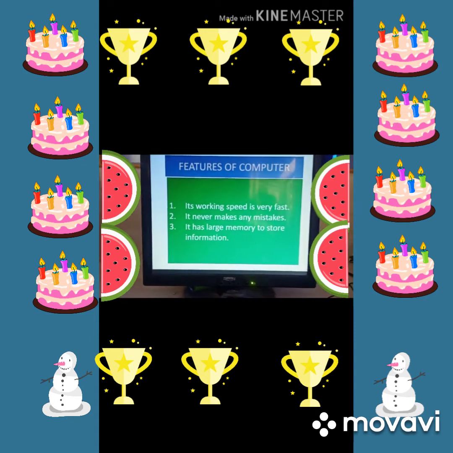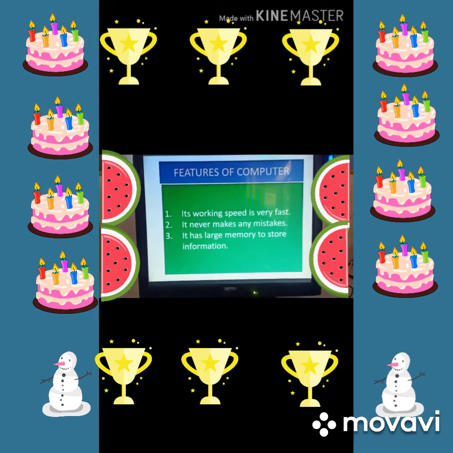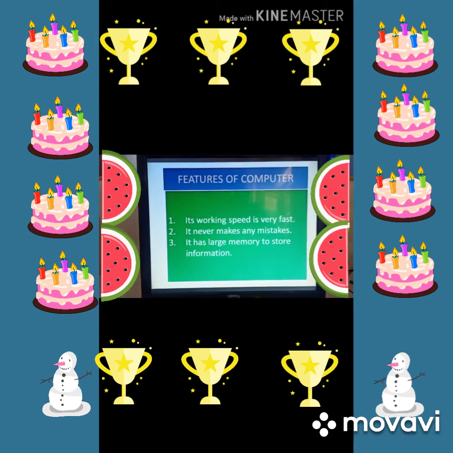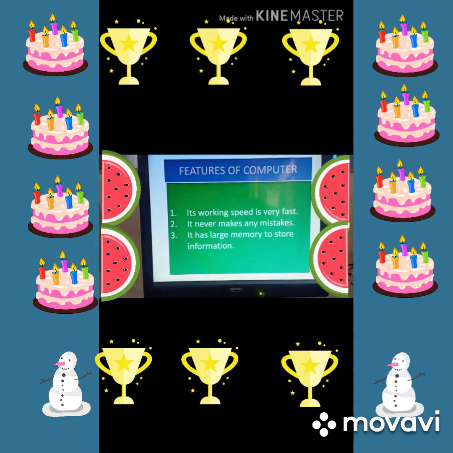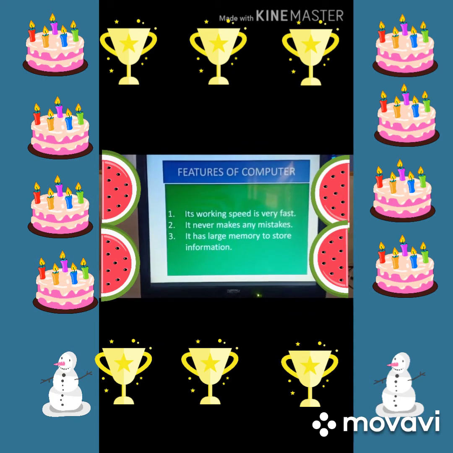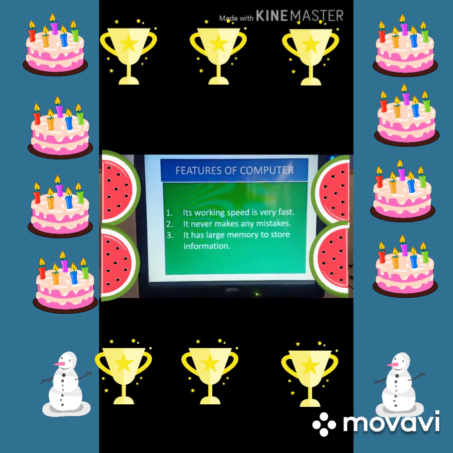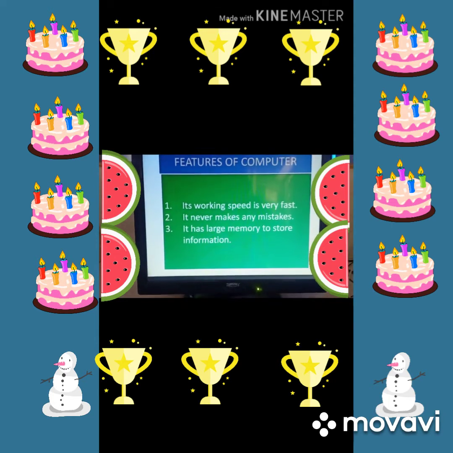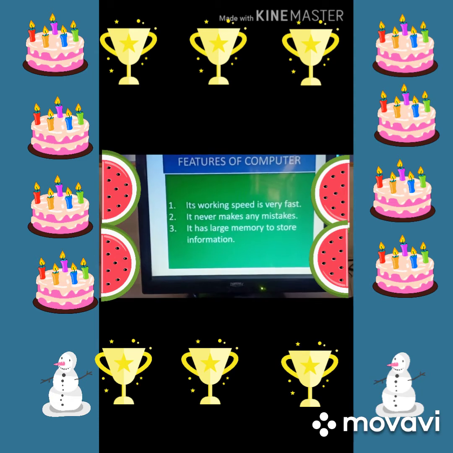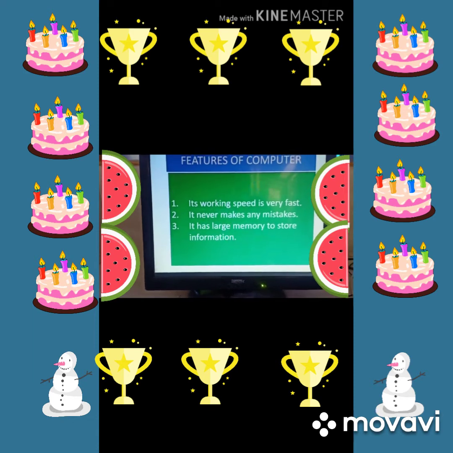The first feature, students: the computer works very speedily. That means within a small amount of time computer can do so many works. If a human being calculates 100 percentages, it will take 1 hour, but in case of the computer it can calculate 100 percentages within a minute. Is that clear? That's why the computer works very speedily.